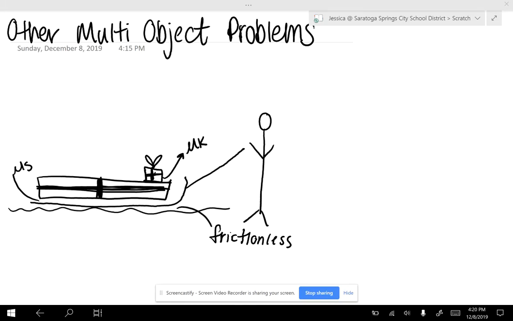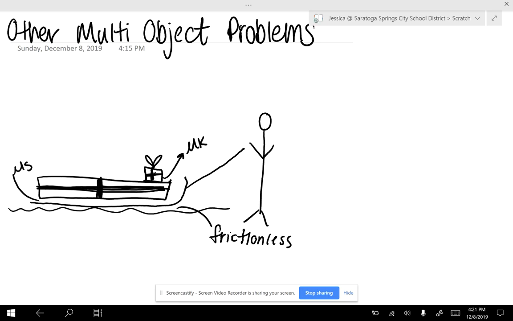This video is going to be other multi-object problems, so not inclines or outwards or anything like that, just other problems. All right, so let's say in this first problem, we have a person pulling a sled on a frictionless snowy surface. On that sled, there is a big present which remains at rest, and there's a coefficient of static friction between the big present and the sled.